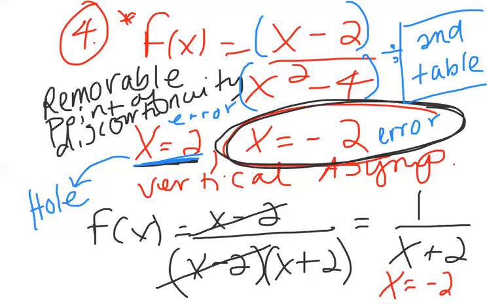All right. So I'm going to pause on this one right here, and I'm going to switch over now to the horizontal asymptotes.